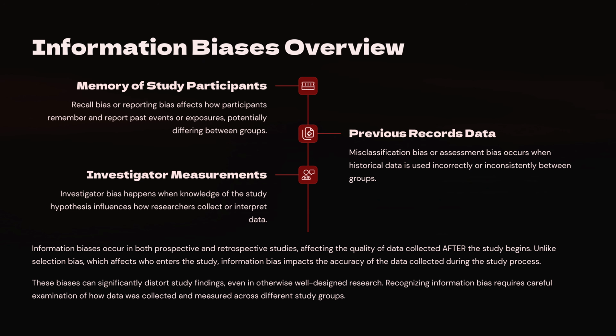And then finally, you can have information bias with investigator measurements because investigator bias can happen when they have knowledge of the study hypothesis, and so they unknowingly influence how they collect or interpret the data. In general, information bias affects the quality of data collected after the study begins. So that's why prevention is key here. Okay? And so it affects the accuracy, and so it makes just the data unreliable. It can distort the findings in otherwise well-designed studies. So prevention, again, is key.